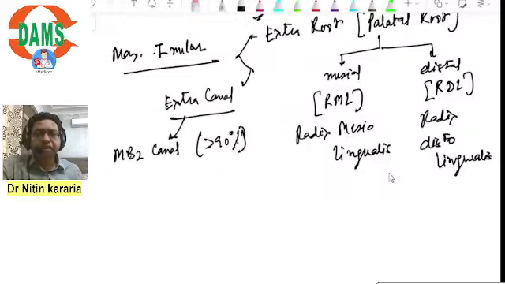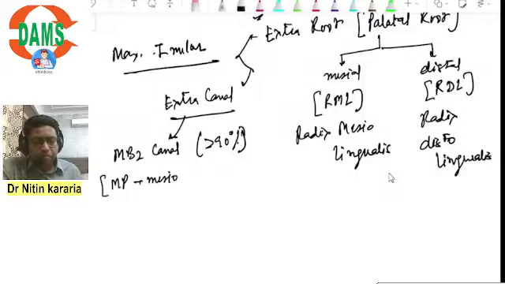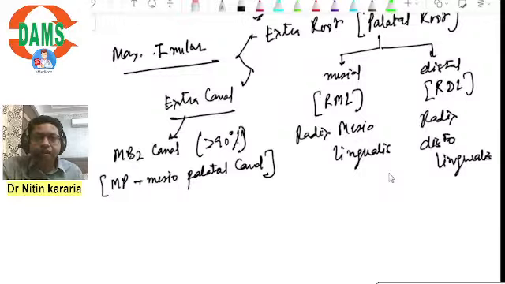A new classification or new nomenclature for the second mesiobuccal canal, MB2 canal, is MP or mesiopalatal canal. So if the question is asking what is mesiopalatal canal, do not get confused. It is the same as MB2 canal. MB2 canal has a new nomenclature, and it is called mesiopalatal canal, and it has an incidence of greater than 90%. In the majority of the teeth it would be found.